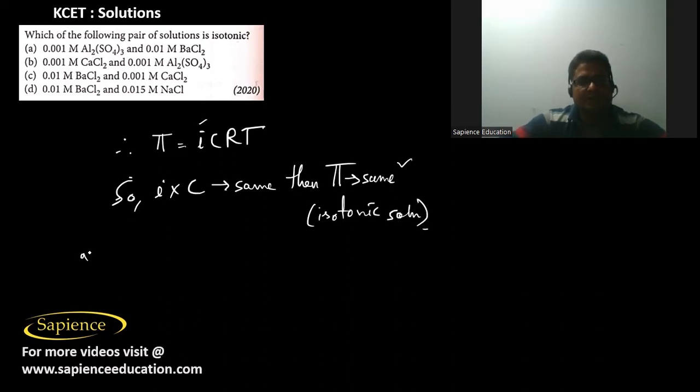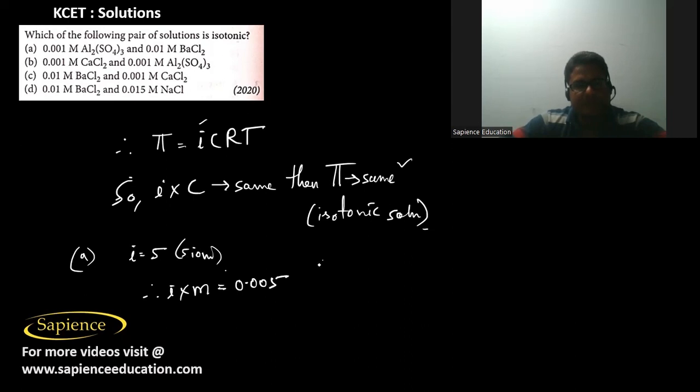Now in case of option A, the Van 't Hoff factor i is 5 for Al2(SO4)3, aluminum sulfate, since it can give 5 ions in the solution, and therefore the i into M value for aluminum sulfate is 0.005. Similarly, for the second solution BaCl2, here i will be equal to 3, but the i into M value will be 0.03. So they are not the same. So they are not isotonic.